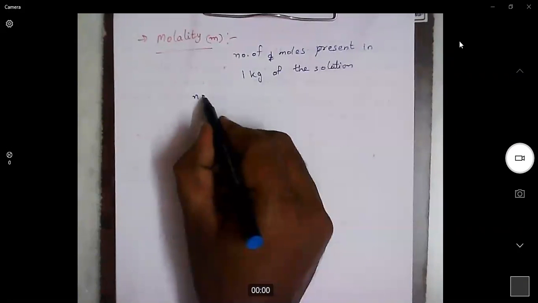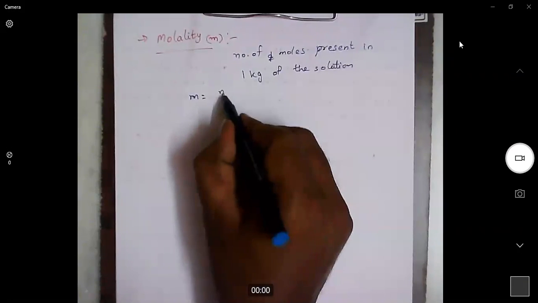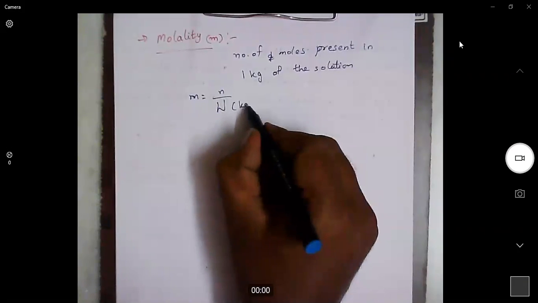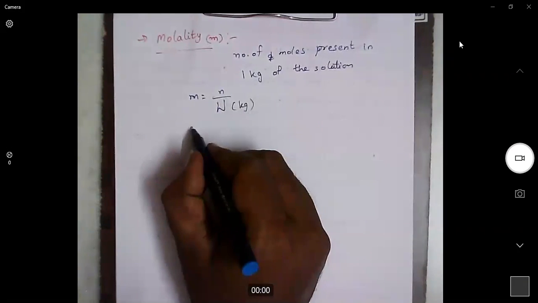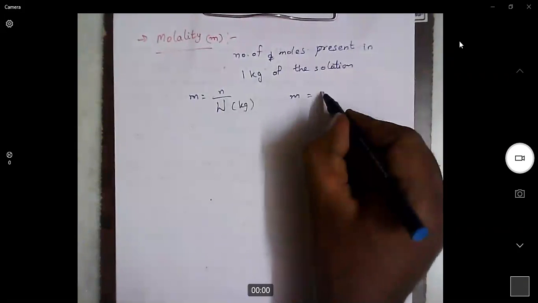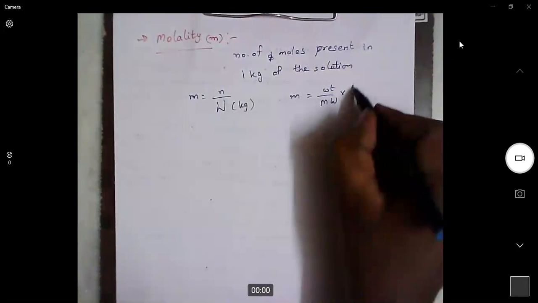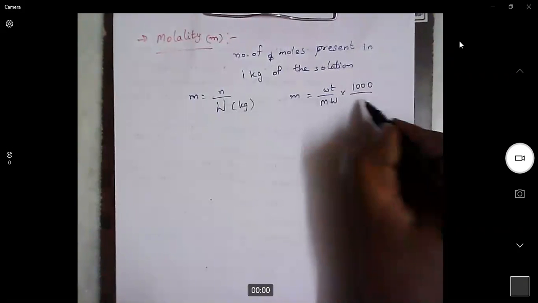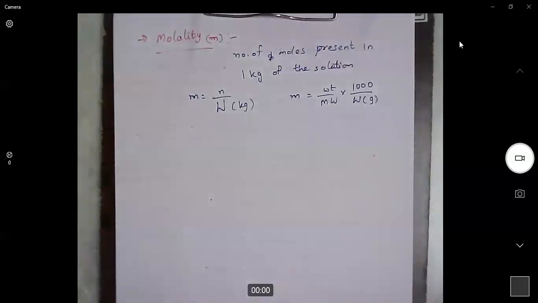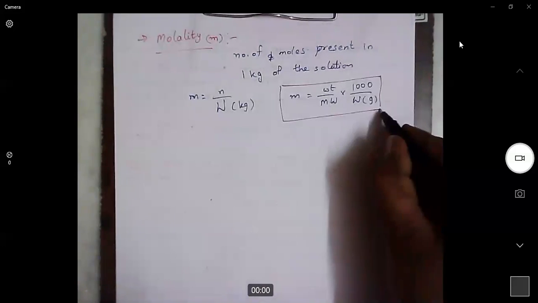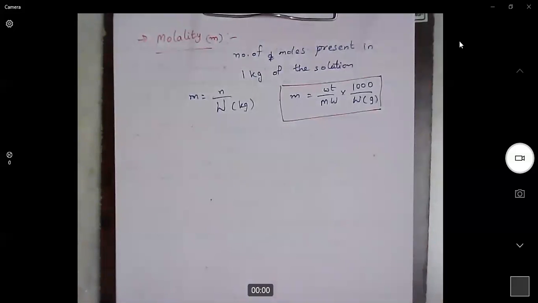So molality, small m, is equal to number of moles present in weight in kgs, or we can rearrange this as weight by molecular weight into 1000 by weight in grams. So this is the formula for calculating molality.